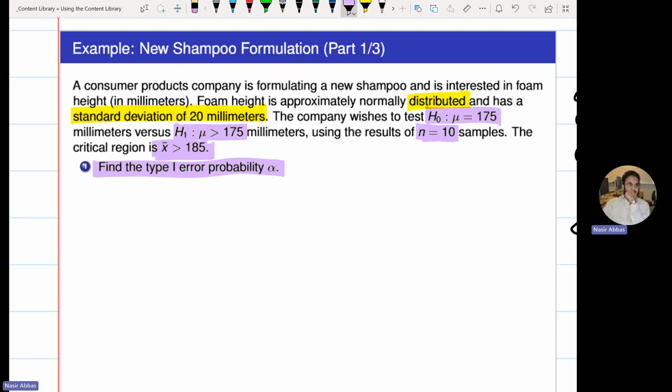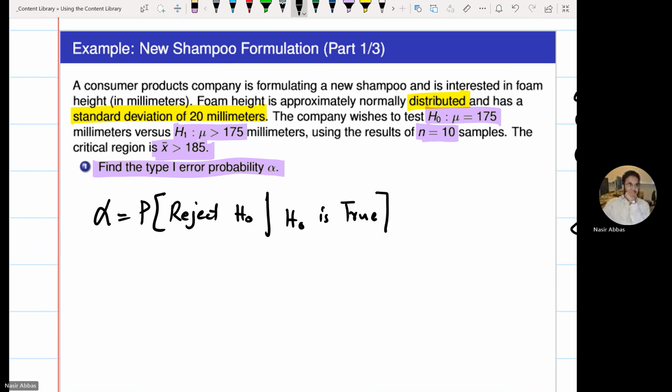Alpha. Again, you need only two things. Number one, you need to learn how to write a probability expression for the definition of alpha. What is alpha? It is the probability of type 1 error. Type 1 error is an error where H naught was true, but you rejected it.